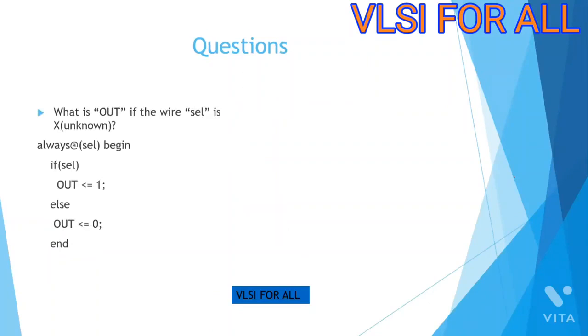And this question: if selection is X, then what will be the value of out? 0. Why do you say it is 0? Can you explain? It would be 1. Why do you say it is 1? I want the answers with the reason as well. Any non-zero bit is considered as a 1.